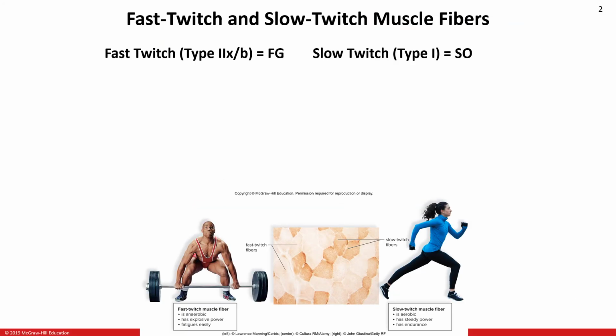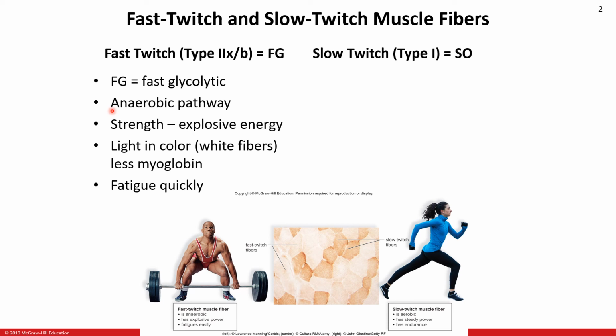So your book talks about two different types of muscles. In general, in the community, we'll look at fast twitch versus slow twitch type muscles. The fast twitch are also called fast glycolytic, and the slow twitch will be slow oxidative. The fast glycolytic we think of as being our anaerobic pathways. This is for our strength or explosive energy training.